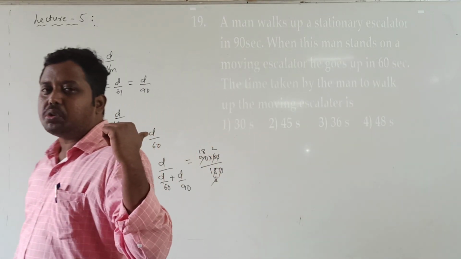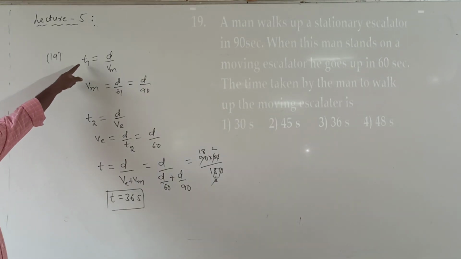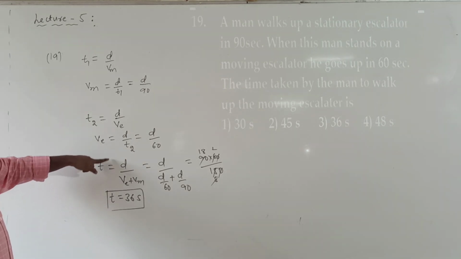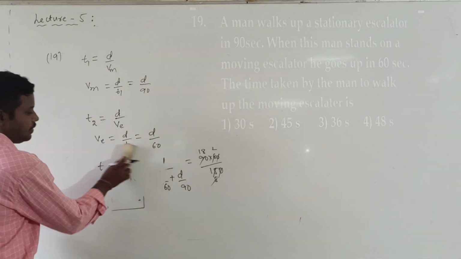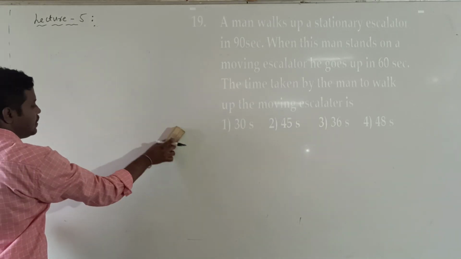So this is question number 19. Understood now? We calculated first the VM value, then the VE value, then we calculated t, where t is the total time taken by the man to move up the moving escalator. This is question number 19. The next question.